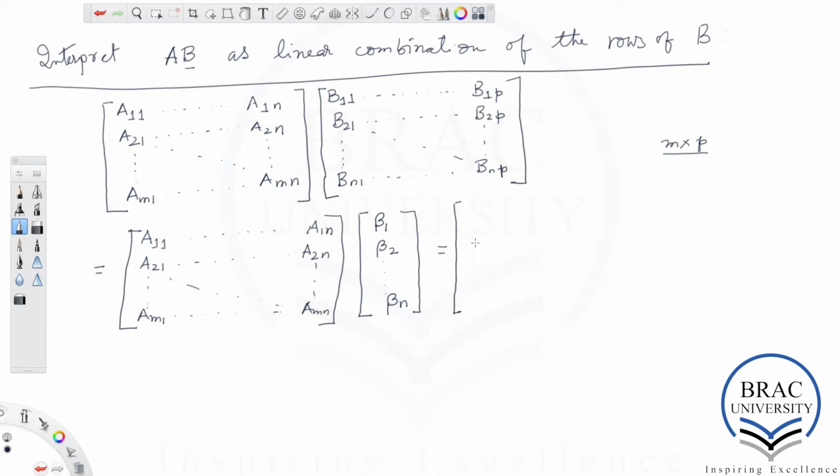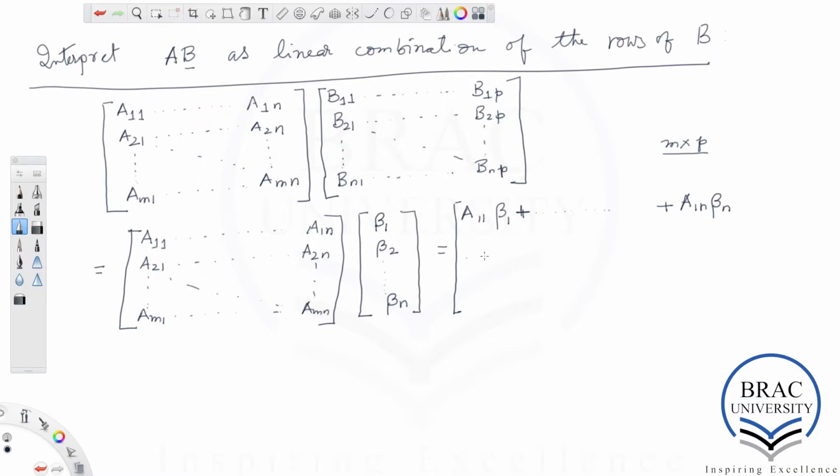And then the resulting matrix turns out to be, the first row is going to be A11 beta 1, you can check, plus all the way up to A1n times beta n. Okay. So this sum means the sum of some row vectors. Okay. It's a linear combination of row vectors, n row vectors.